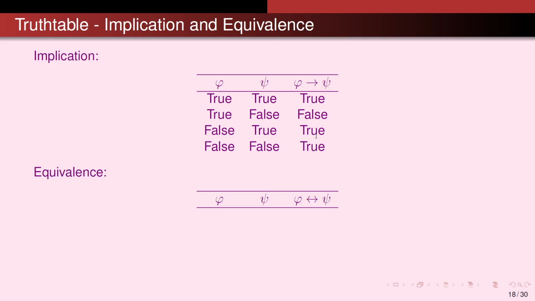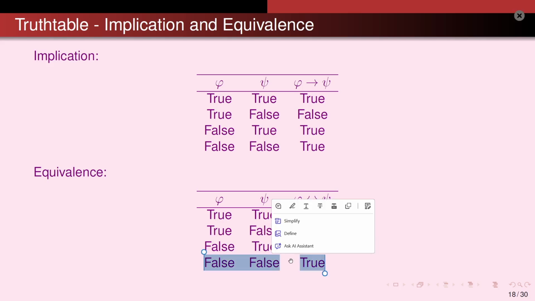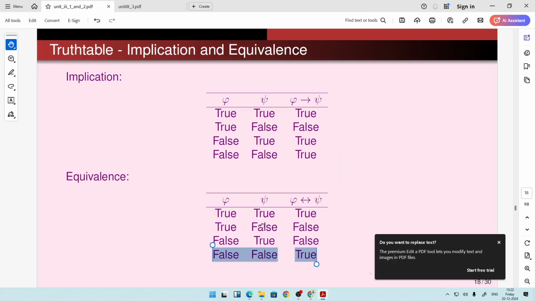For equivalence, suppose you see the double arrow, phi is equivalent to psi, this represents the if and only if condition. So, when both propositions are true, then phi double implies psi, or its equivalent, is going to be true. When both are false, it is going to be true. In the other two cases, it is going to be false. Now, this is about the semantics of the proposition logic.